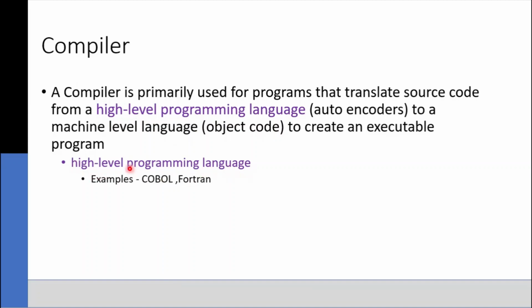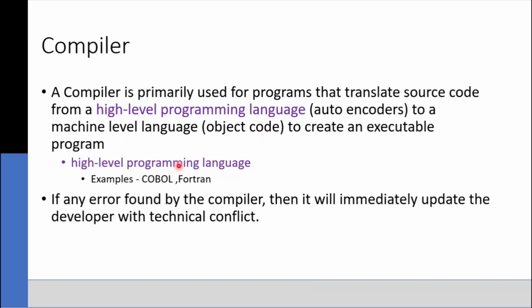In the previous time, low level languages directly called the memory. These are not much involved in that case, so the compiler would do the majority of the work. The program in the high level programming language is written in English. So now the text writing is done. This is another programming code. Then if there's any error in the compiler, we can immediately update the developer with the technical conflict. If there's some sort of error or issue, you might find it immediately.